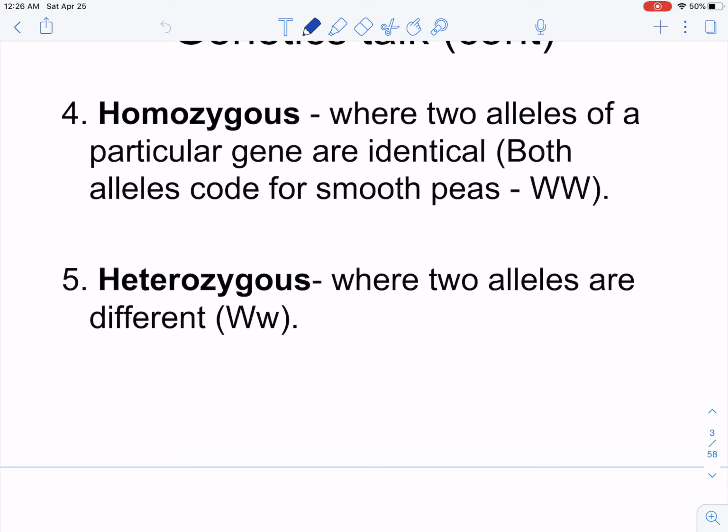Alleles that are slightly different, we call heterozygous. Those alleles are different. So we might have one gene that codes for smooth peas and the other gene codes for wrinkled peas. These are still genes on homologous chromosomes, basically coding for similar traits. It's just that one codes for smooth peas and the other codes for wrinkled peas.